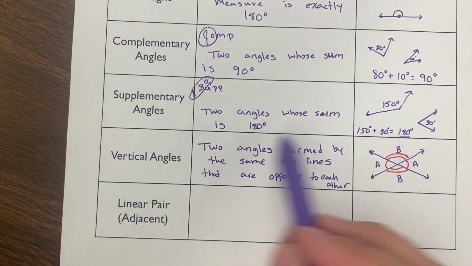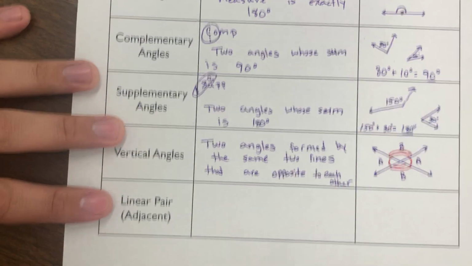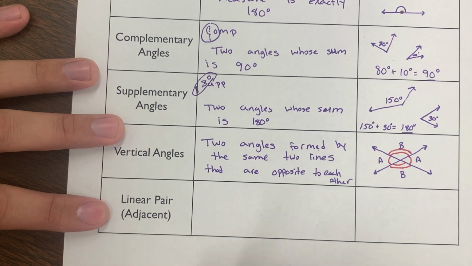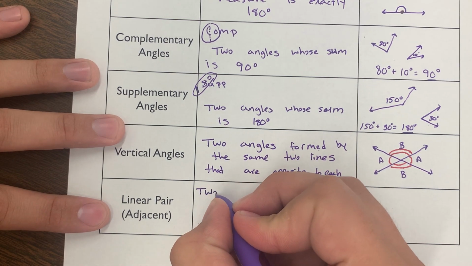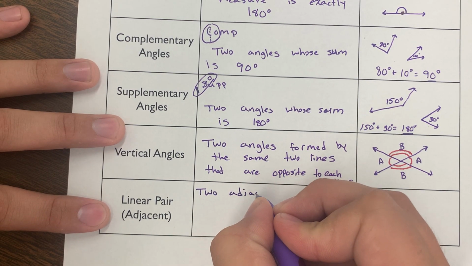This is going to be a really important vocab word that will follow us through this year, so make sure you're okay with that one. And the last one we have to copy down is a linear pair. A linear pair is 2 adjacent.